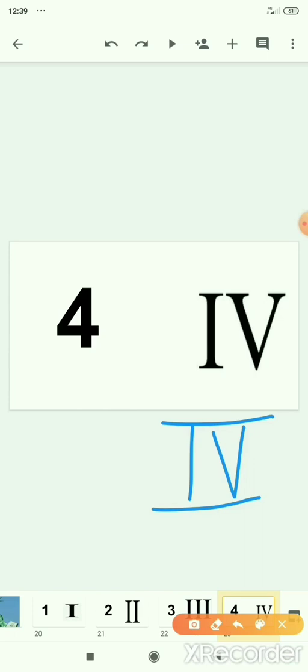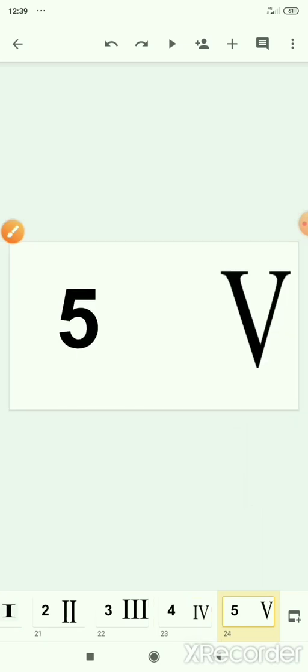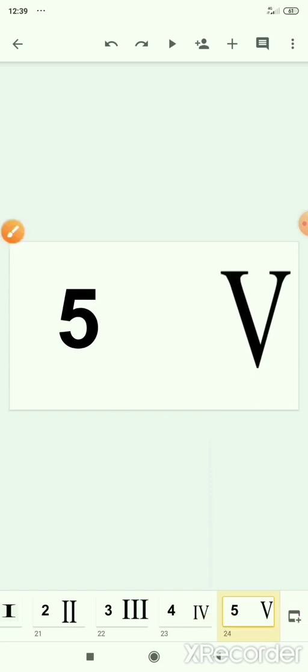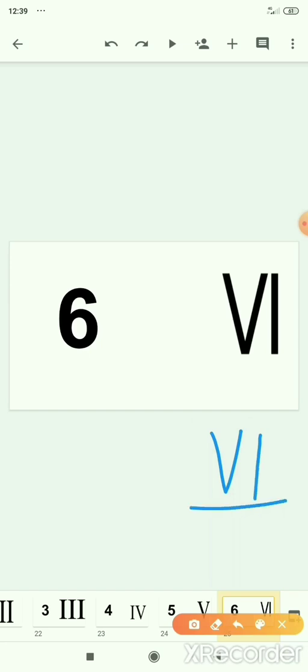Again, let's have a quick revision. Let's start with 1. Here is 1. 2, there are 2 I's. 3, there are 3 I's. 4, in 4 there is one I and V. It goes to 4. Then 5, only V.